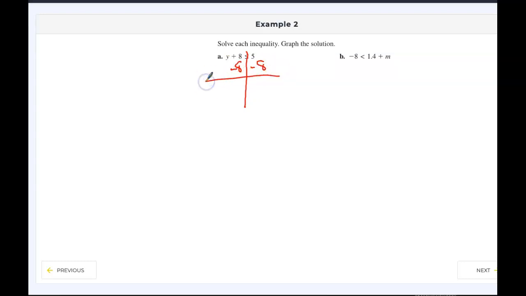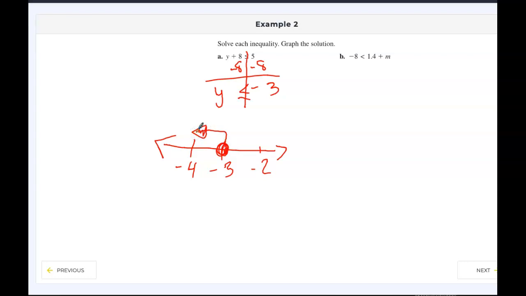Do I have more negatives or positives? More negatives. How many more? 3. So y is less than or equal to negative 3. Okay? If I was graphing that one, negative 3, what comes before negative 3? Negative 4. And what comes after? Negative 2. Open or closed circle? Closed, because it could equal negative 3. And then where are the numbers less than that? To the left.